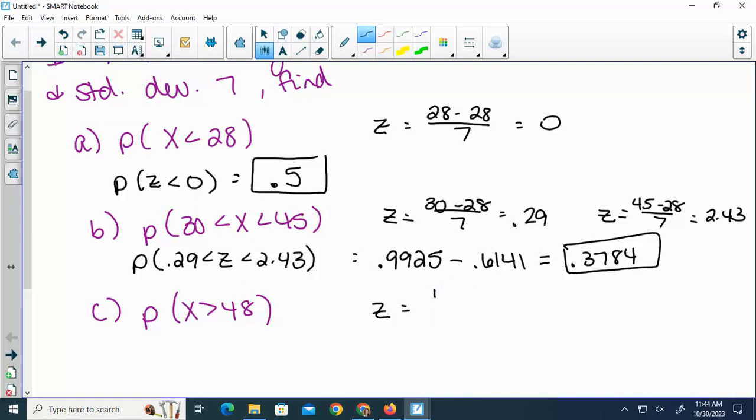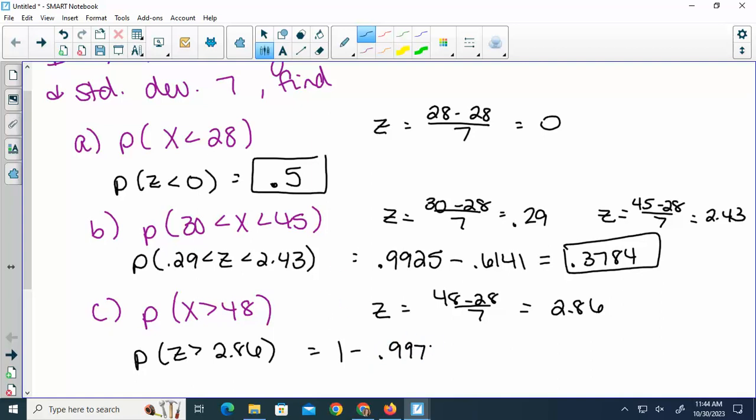Again, change it to a z. We always go to 2 decimal places, round accordingly, so 2.86. So we need the probability that z is greater than 2.86. How do we do greater than? Okay. So 2.86 gives me 0.9979. And so that is 0.0021.